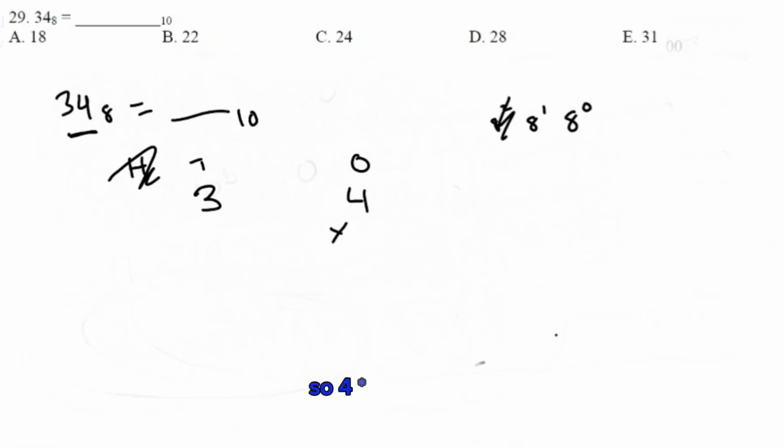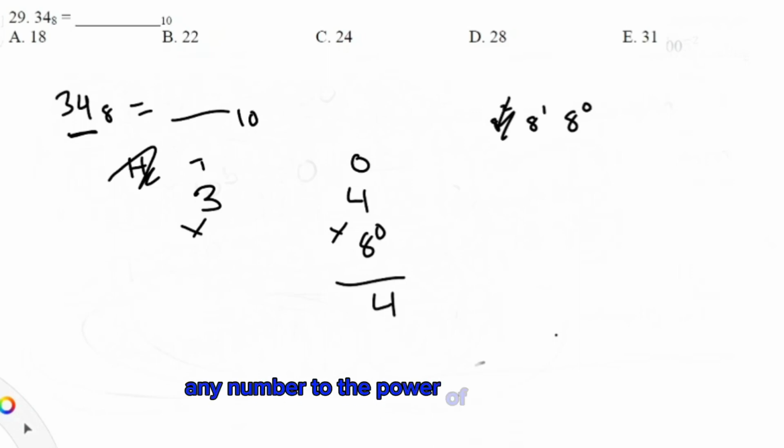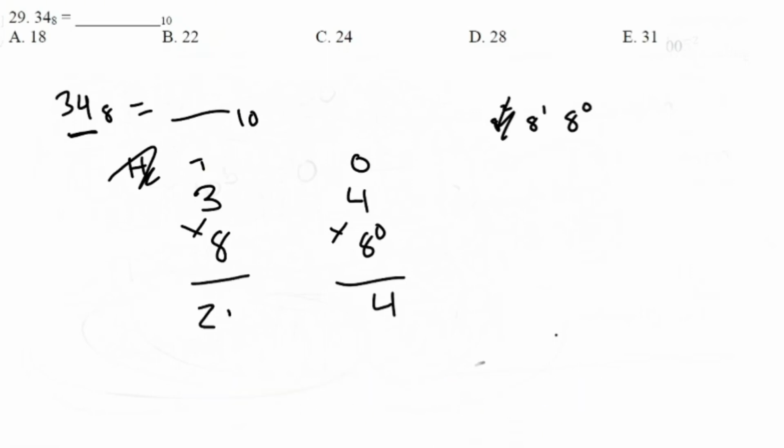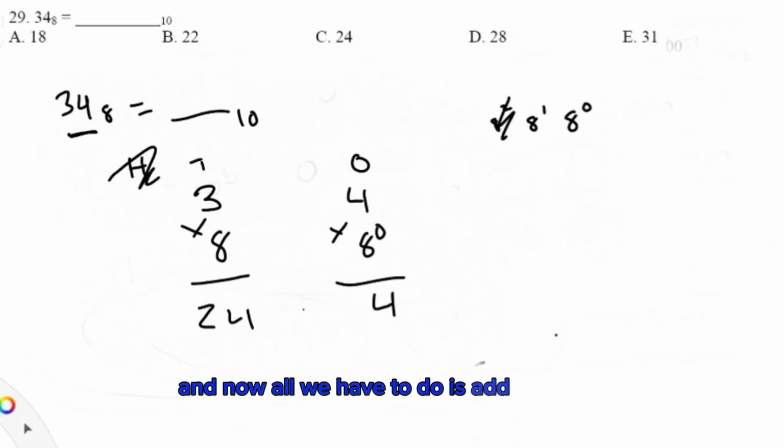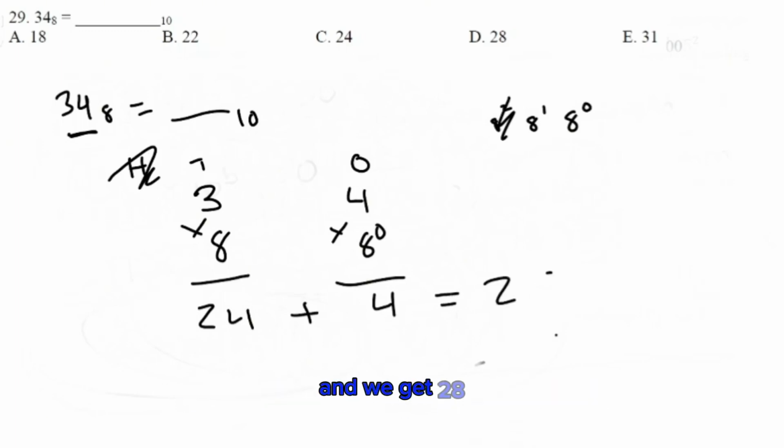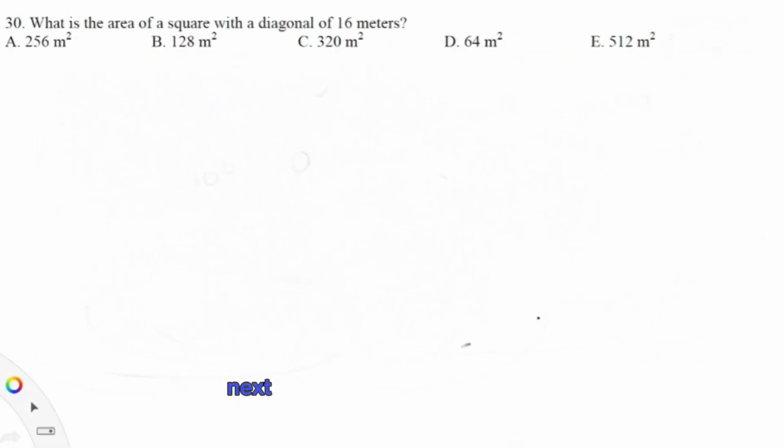So 4 times 8 to the power 0. Any number to the power of 0 is just 1, so that's 4 times 1, and that's 4. Next, 3 times 8 to the power 1. Any number to the power of 1 is just itself, so 3 times 8, which is 24. Now all we have to do is add 24 and 4, and we get 28. And that's your answer. Next, what is the area of a square with a diagonal of 16 meters?